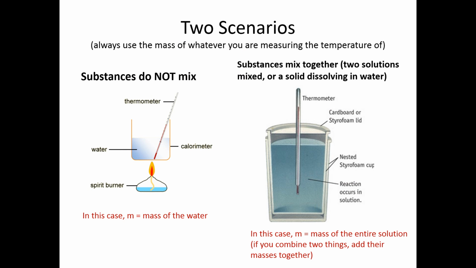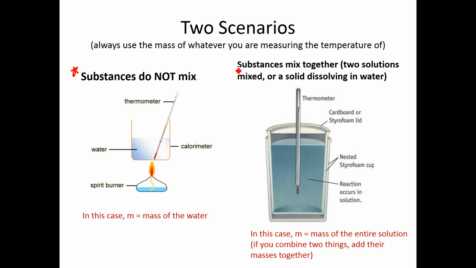And there's two kinds of scenarios that happen when you're doing calorimetry. Scenario 1 over here on the left, where your substances do not mix. This is what you may have done in regular chemistry, where maybe we burned some food underneath a can of water, and you were measuring how much energy the food transferred to the water, and the food and the water did not mix. So in this case, you use the mass of the water alone.